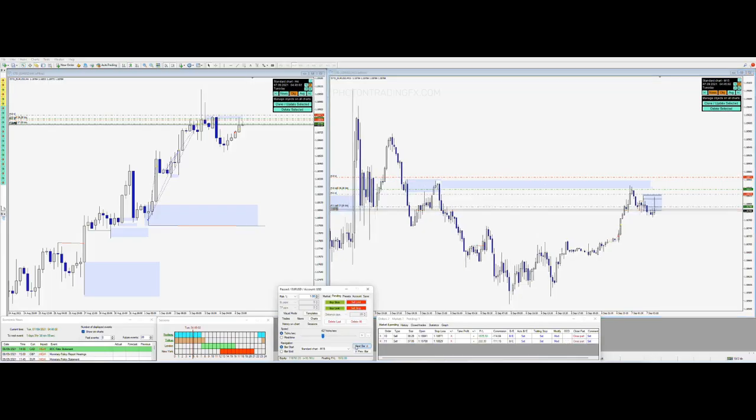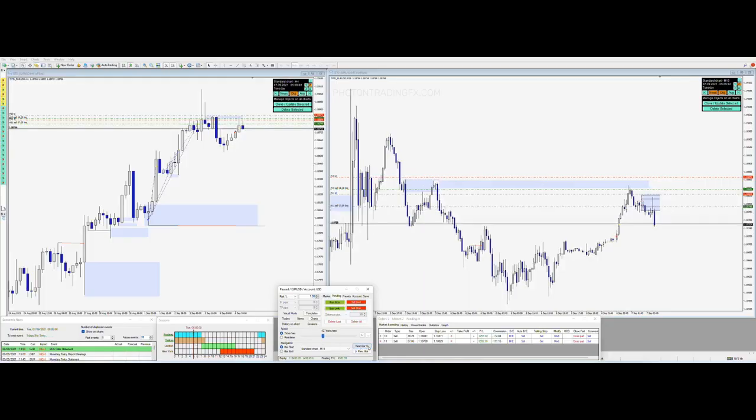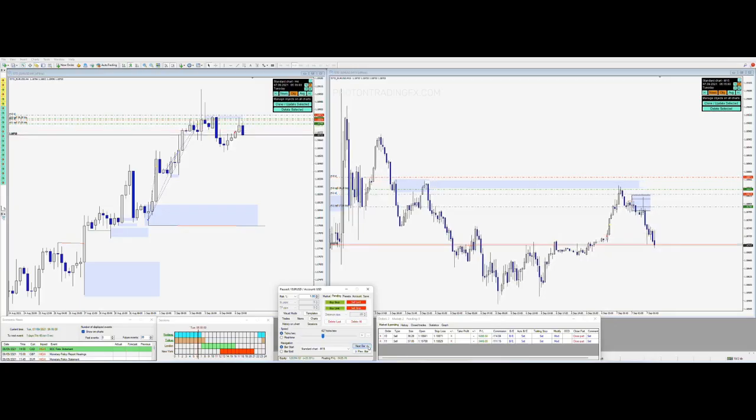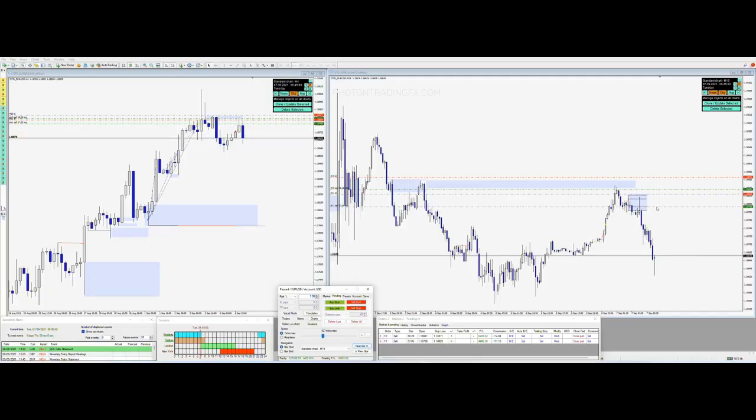See what happens. Ooh, that was close. What's the session timing? Probably should have given it a bit more of a pip buffer, but oh, okay, it's not too bad. See how we go. All right, okay, I'm going to just delete this to try and keep the charts nice and clear so we can see what's happening. Okay, so we're in 2 positions now.